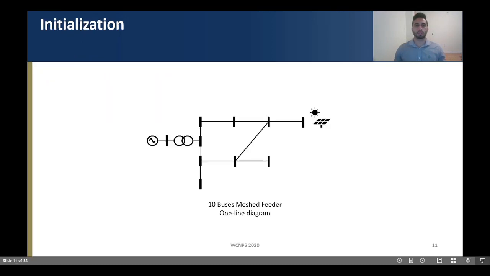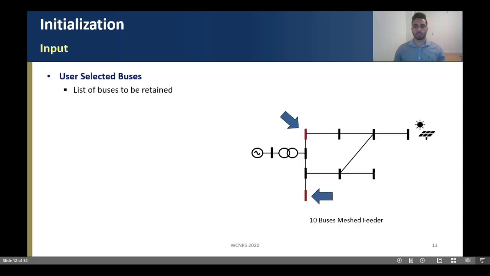So now I'm going to present to you the overall reduction process, using this 10-bus meshed feeder as an example. For the initialization process, the user will select all buses of interest to be retained in the equivalent system.